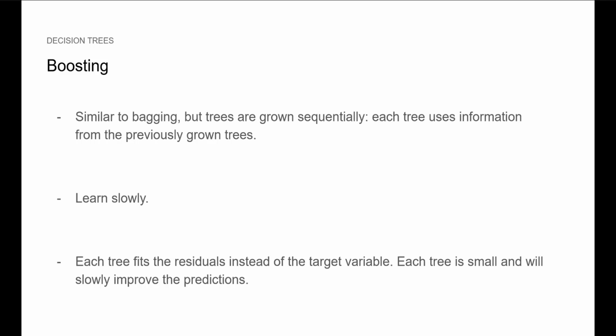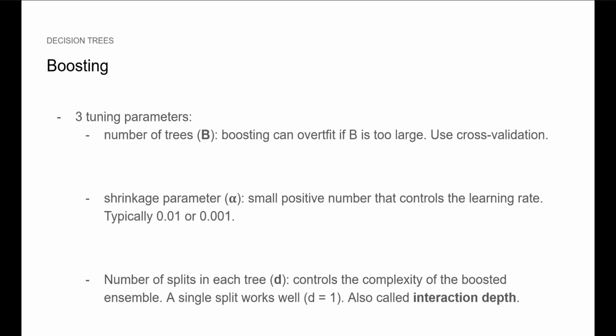Also, the trees fit the residuals instead of the target, so the trees will be small and will slowly improve the predictions. There are three tuning parameters for boosting. The first one is the number of trees, B, where if it is too large, then it will overfit, so use cross-validation to find the right number of trees.